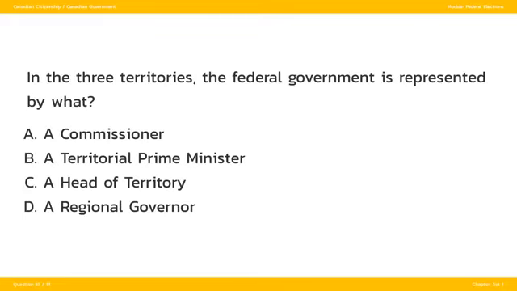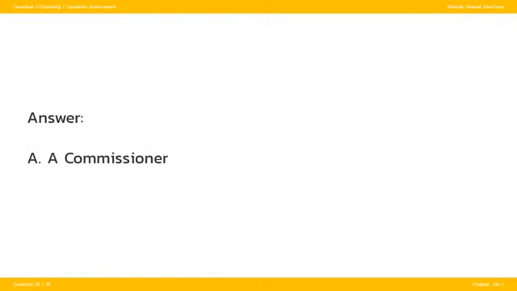In the 3 territories, the federal government is represented by what? A. A commissioner. B. A territorial prime minister. C. A head of territory. D. A regional governor. The answer is A. A commissioner.